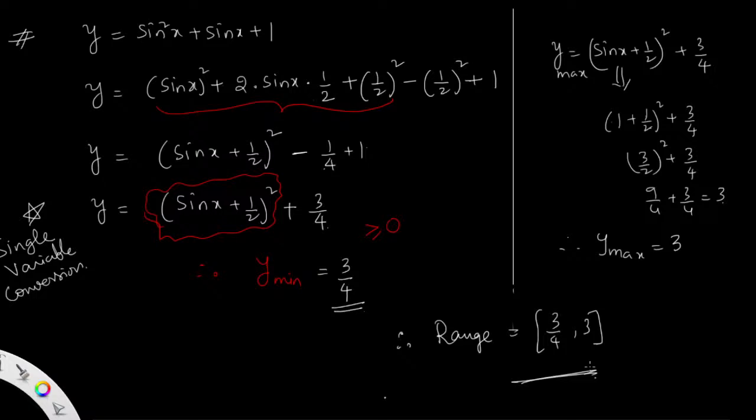So the first method is the known step by step procedure to find the range, and the second method is conversion into a single variable term and then proceed. First simplify, converting the two terms given here into a single term. This value is always positive, so you get the minimum value. Then for the maximum, sin x is maximum, nothing but 1. Substitute in this, we get the value for the maximum. Therefore the range is 3 by 4 comma 3.